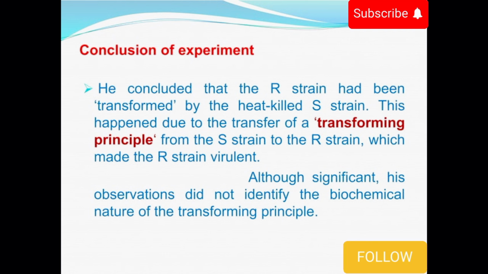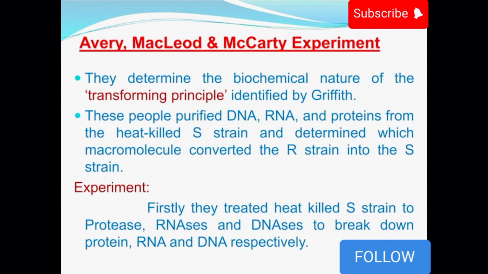So this happened due to the transfer of a transforming principle from the S strain to the R strain, which made the R strain virulent, pathogenic. It produced the disease. Although significant, his observation did not identify the biochemical nature of the transforming principle. Griffith in his life did not discover the transforming principle. These are the three scientists, Avery, MacLeod, and McCarty, that basically identified the transforming principle. They determined the biochemical nature of the transforming principle identified by Griffith.